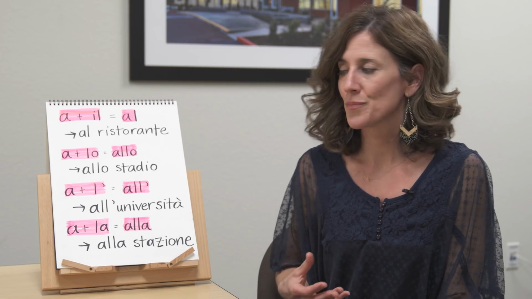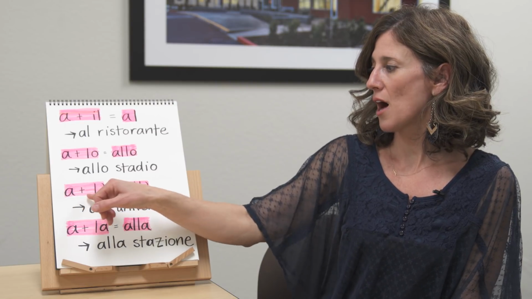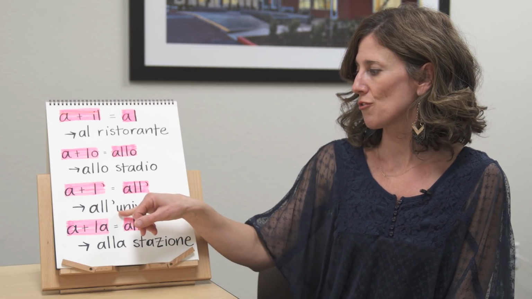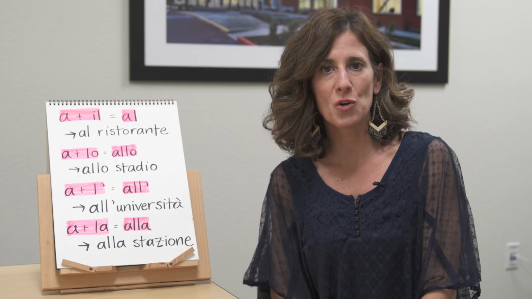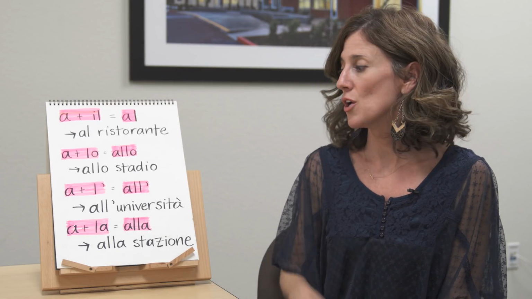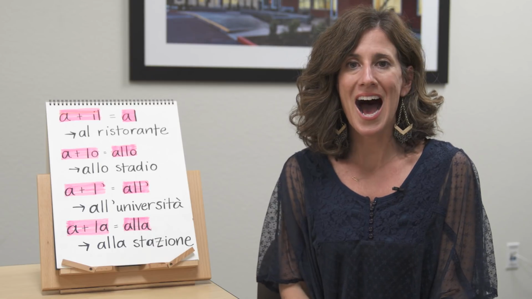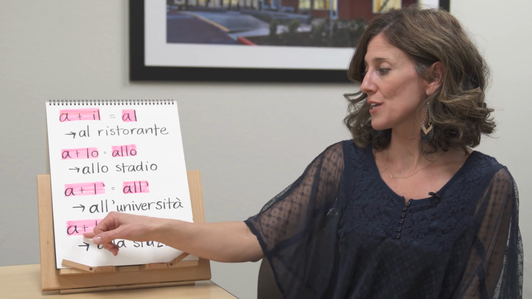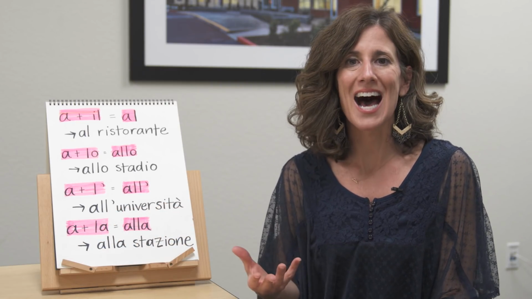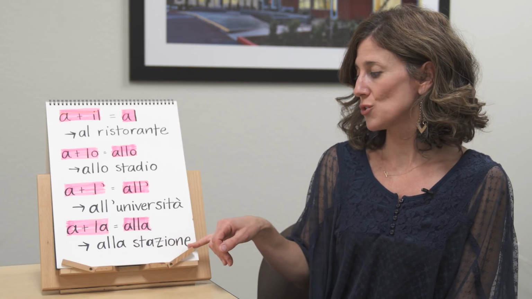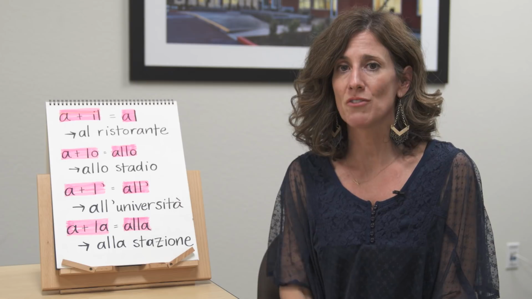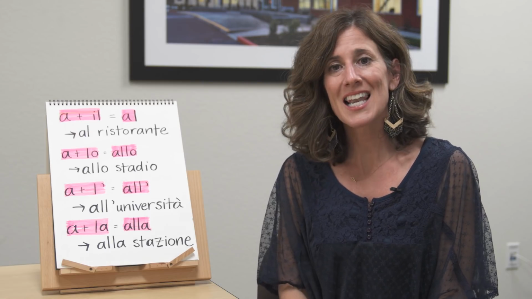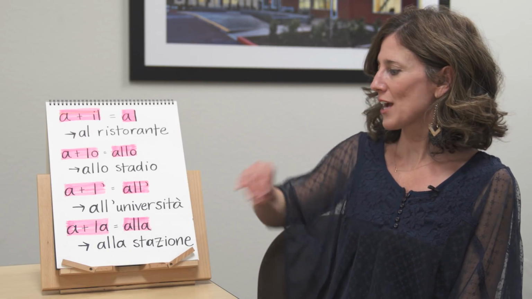Allo stadio. The next one, a plus l apostrophe, forms al with an apostrophe. It's going to come before nouns that start with a vowel, which you would know if you watched the definite article video. So this is to the university, all'università. All'università. And then the last one, a plus la, is going to form alla. If you want to say to the train station, if you're traveling in Italy, you're probably going to be taking the train. Alla stazione. Alla stazione. Okay, benissimo.